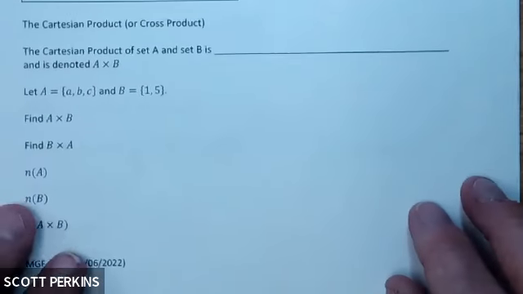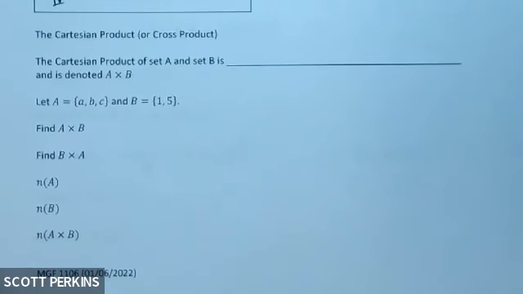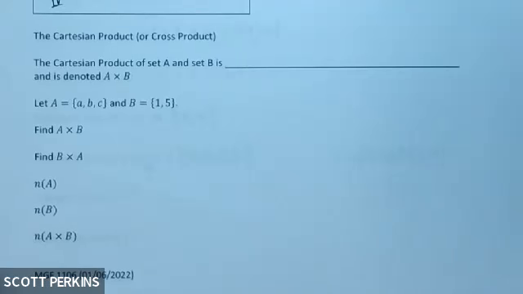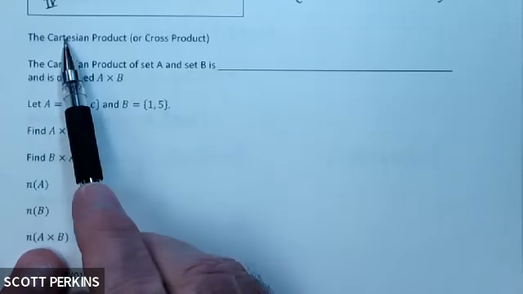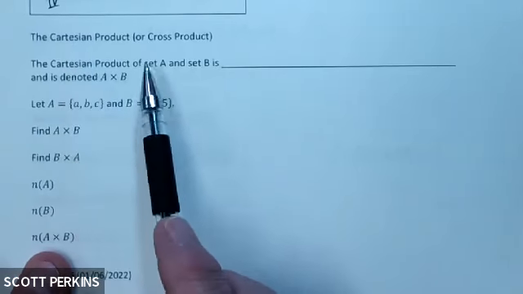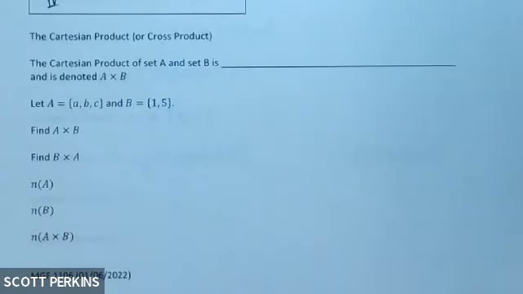I'm back on page 2. This is where we're going to finish. So the last thing is called the Cartesian product. That's what our book calls it. Other books will call it the cross product. I don't care what you call it. You can just call it the product.